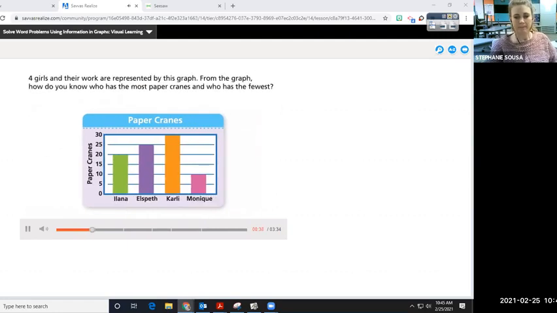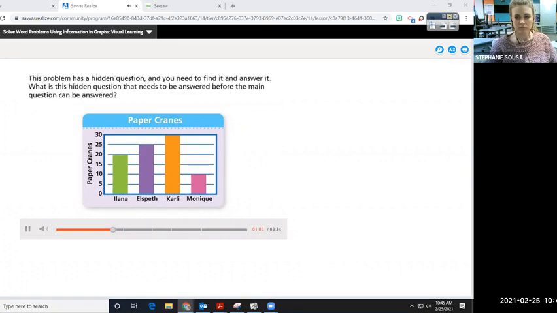Four girls and their work are represented by this graph. From the graph, how do you know who has the most paper cranes and who has the fewest? Carly's bar is the longest, so she has the most paper cranes. Monique's bar is the shortest, so she has the fewest paper cranes.